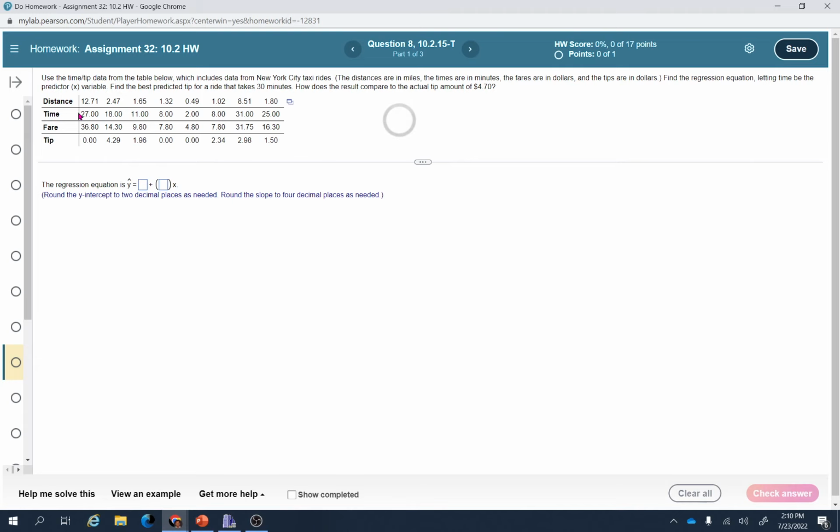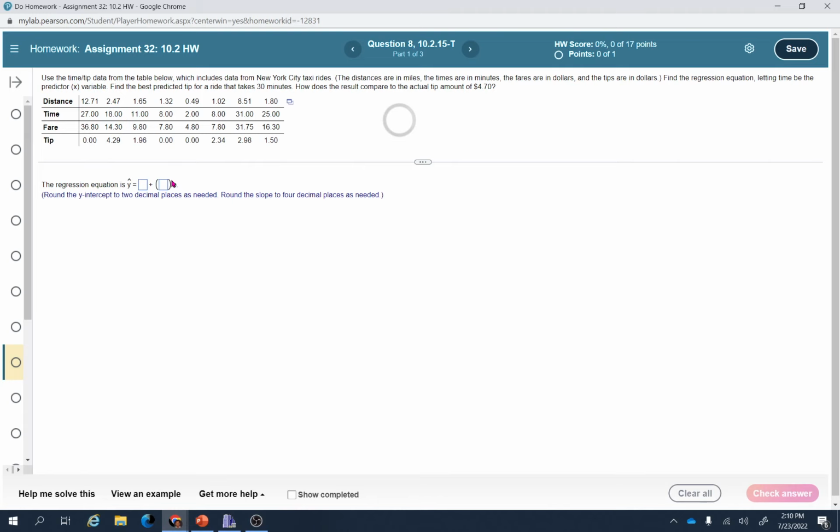So we're just going to use the second and then the last row. Use the time and tip data from the table below, which includes data from Newark taxi rides. The distances are in miles, times are in minutes, the fares are in dollars, and the tips are in dollars. Find the regression equation, letting time be the predictor variable.